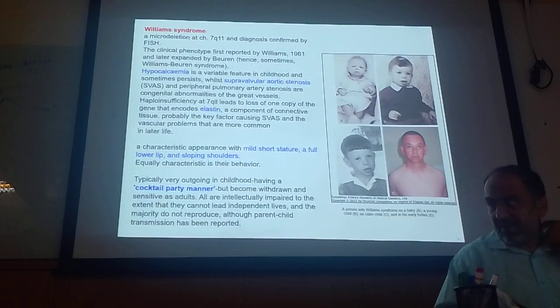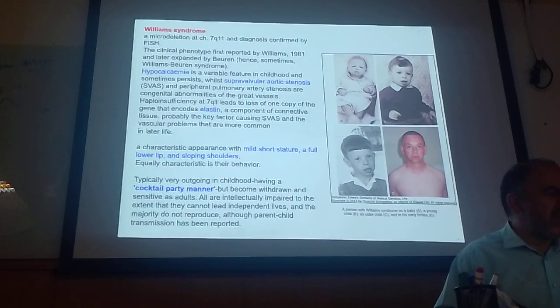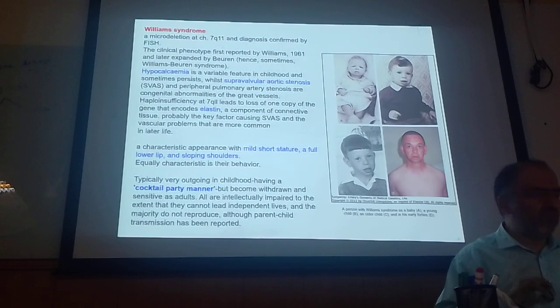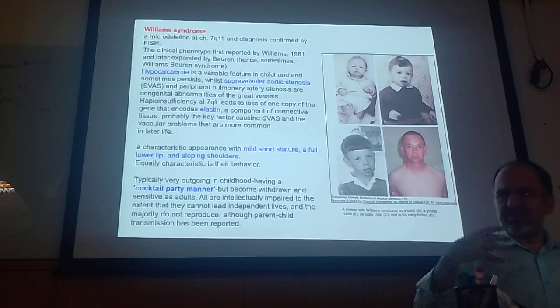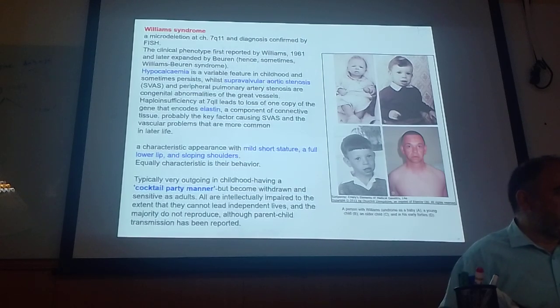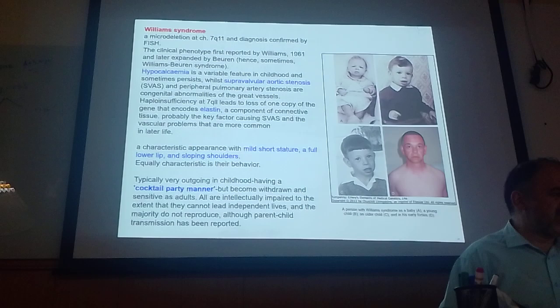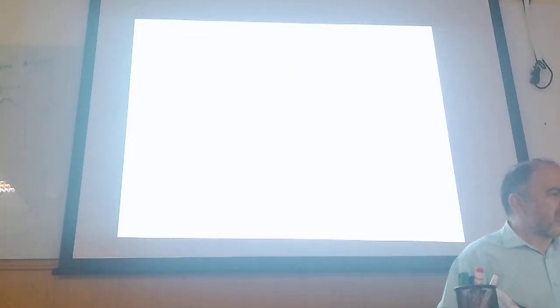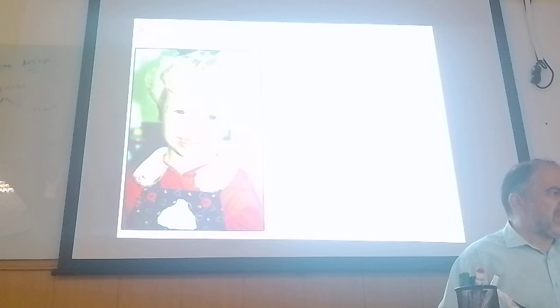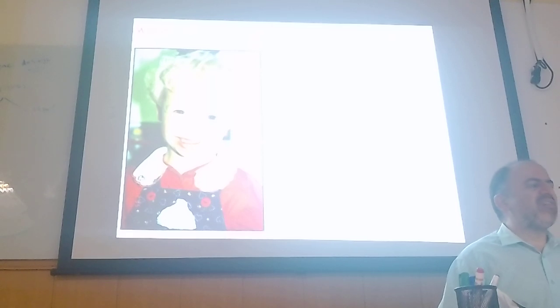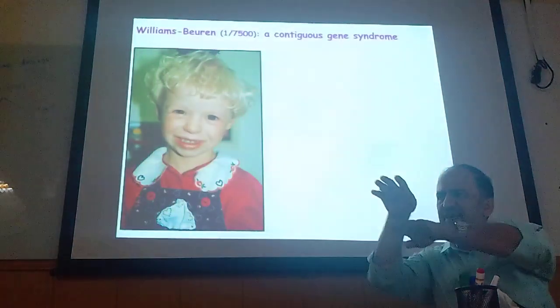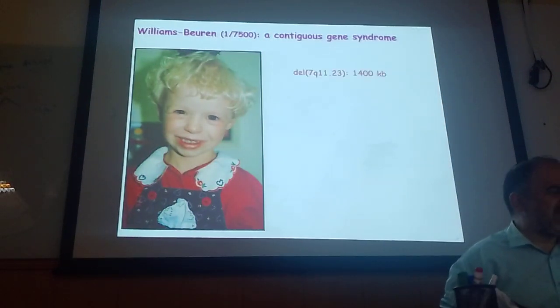Here is a picture of one patient at different ages. Of course, he is not laughing, unfortunately, but you can see the lower lip is full, and you can see a sloping shoulder. Of course, short stature cannot be seen. Why did this happen? The frequency is 1 in 7,500. There is a contiguous gene syndrome. Several genes next to each other are deleted. 1,400 kb is deleted.